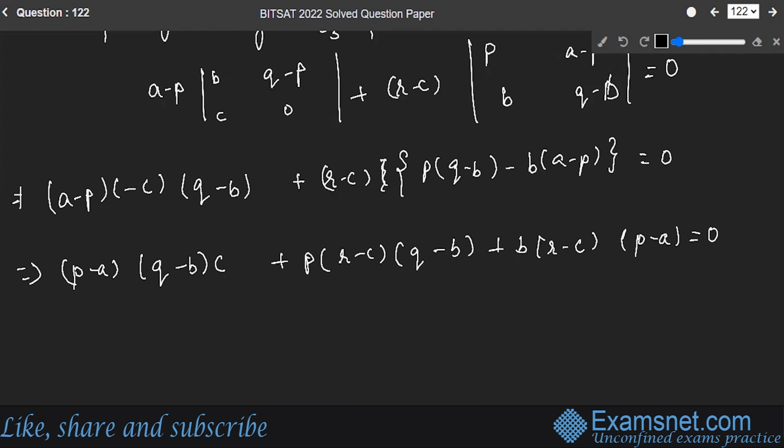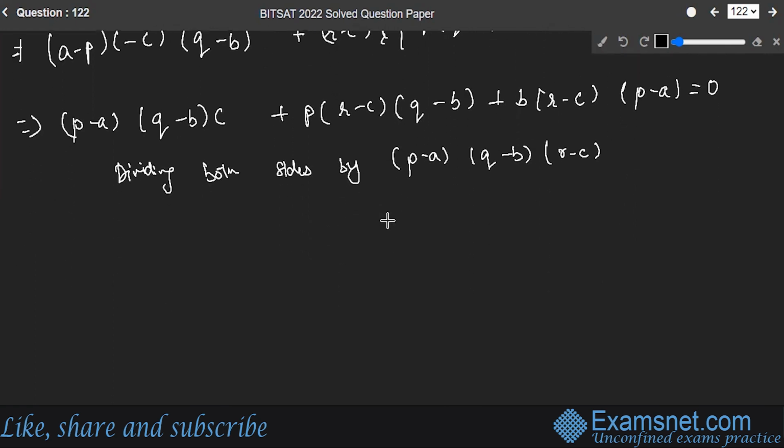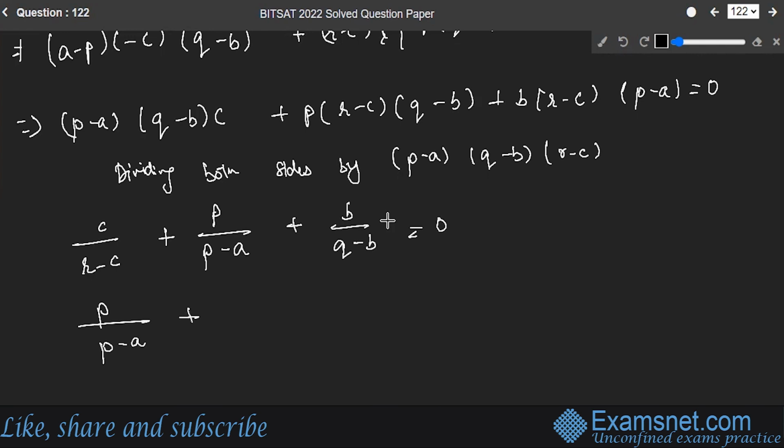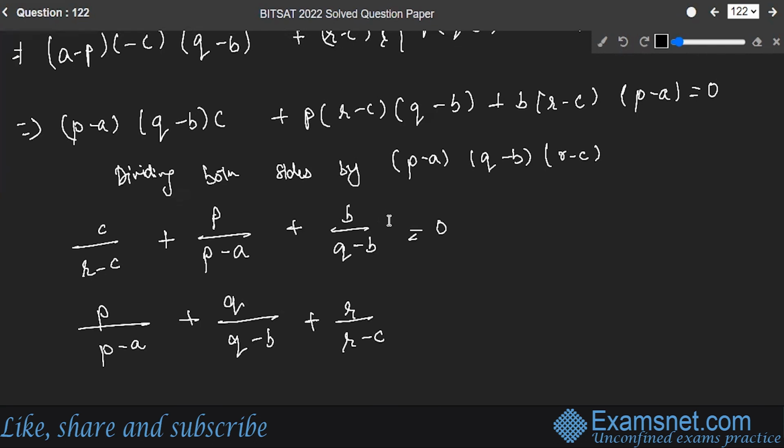Now dividing both sides by P minus A, Q minus B, R minus C. What you will get is C upon R minus C, P upon P minus A, B upon Q minus P is equal to 0. Or P upon P minus A plus Q upon Q minus B plus R upon R minus C. Fine.